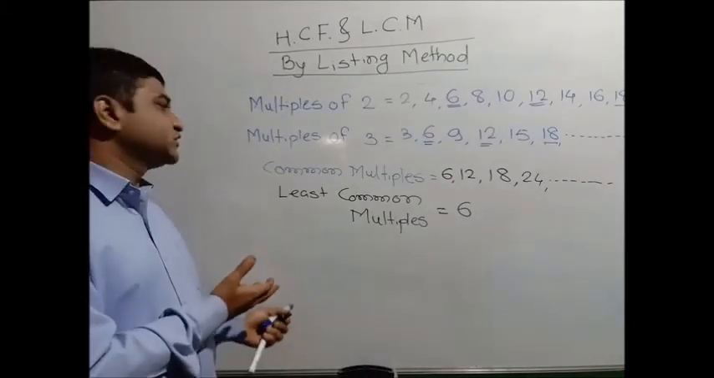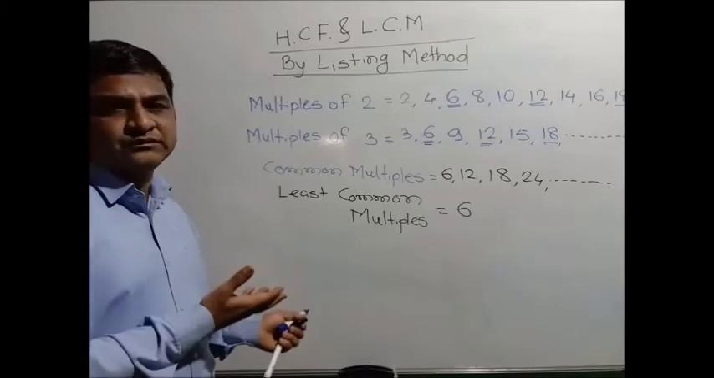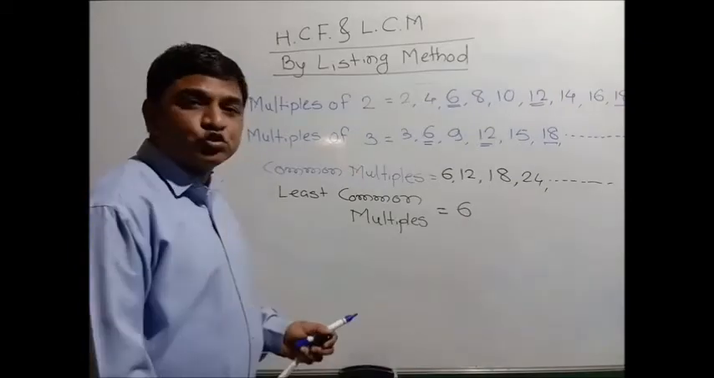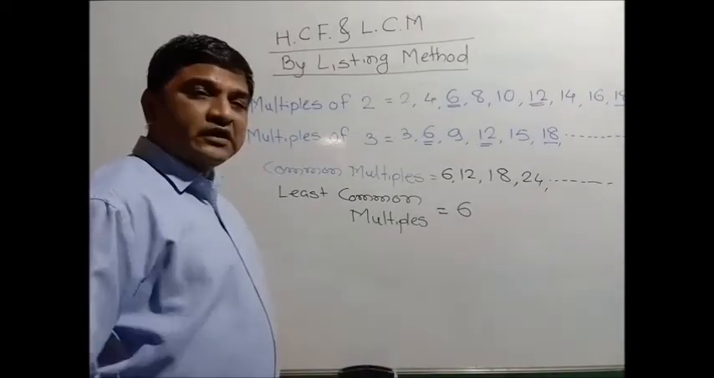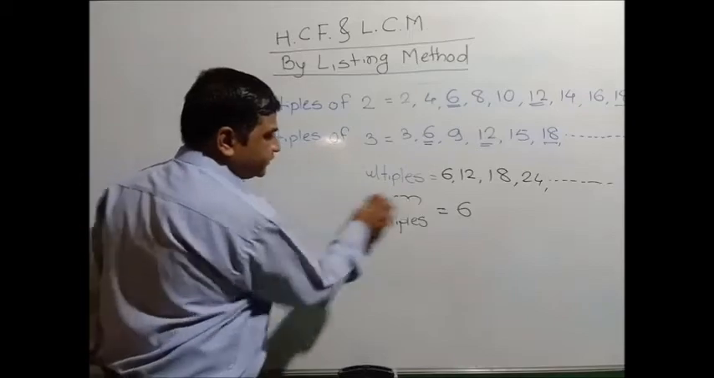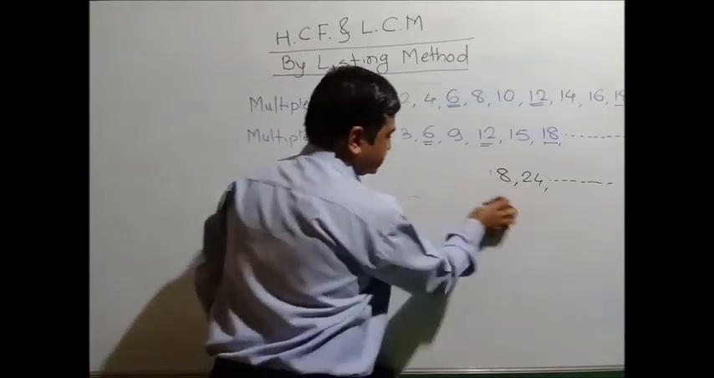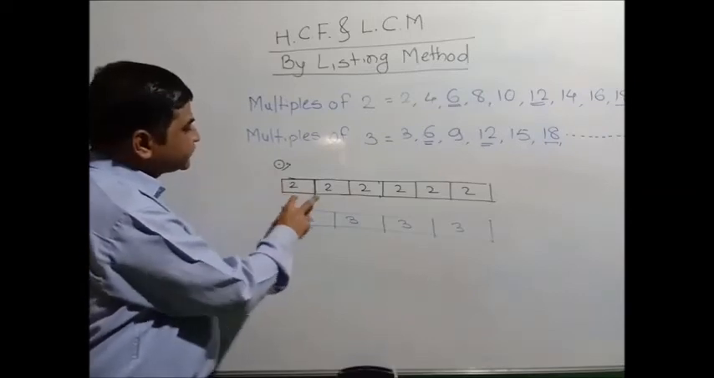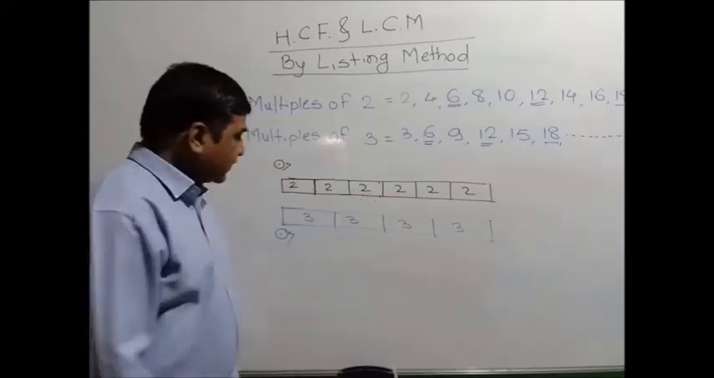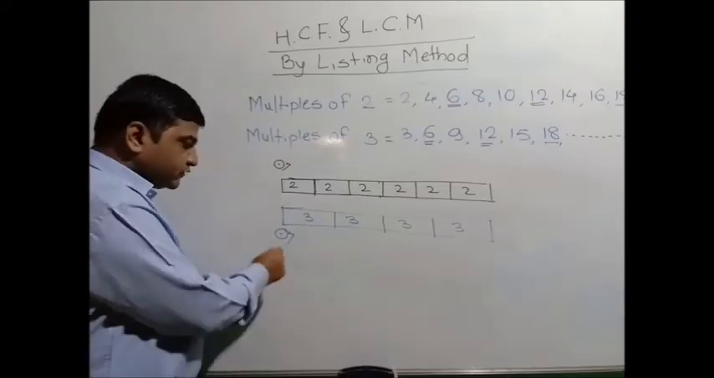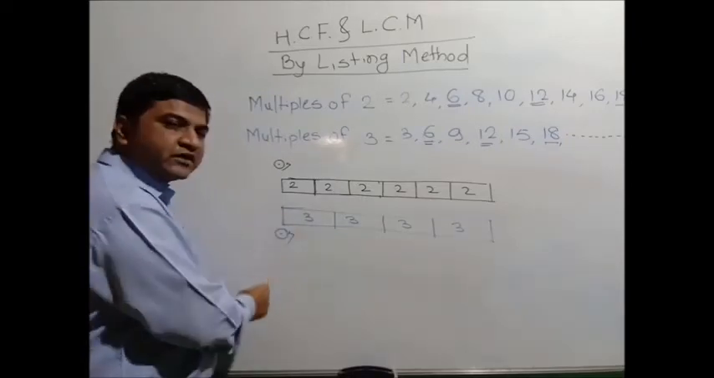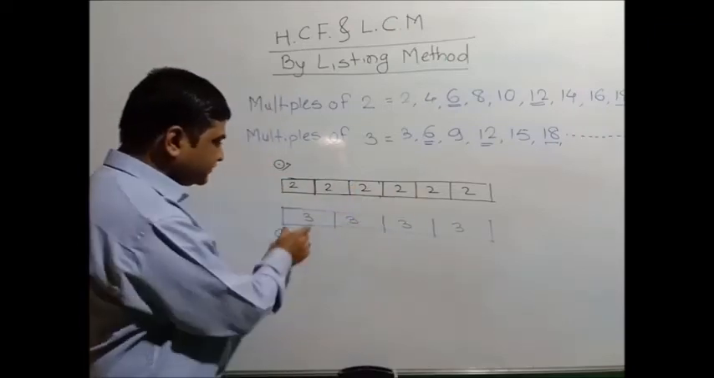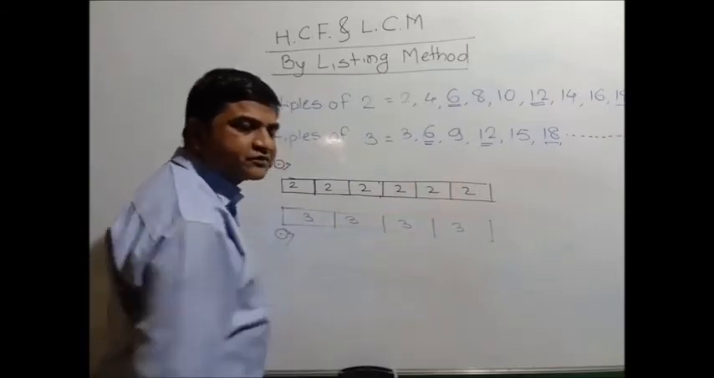Now what is the use of this least common multiple? Well, I am giving one example. Suppose there are two bells. I will draw the figure and then explain it. There is one bell, bell number 1, which rings every 2 hours, and one more bell, bell number 2, which rings every 3 hours.